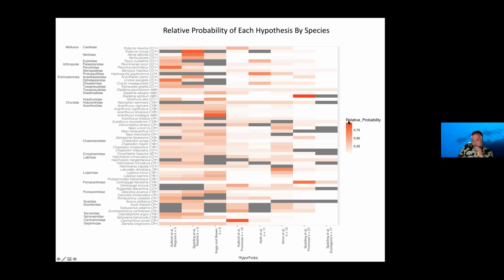This is the relative probability of each hypothesis. So the hypotheses are across the bottom, and the 56 species that passed our criteria for inclusion in the study are across the y-axis here. And the heat is the relative probability of each hypothesis. There are clear winners in a few cases, but it was fairly different across each species. So each species had its own hypothesis that it preferred based on the genetic data that we had.